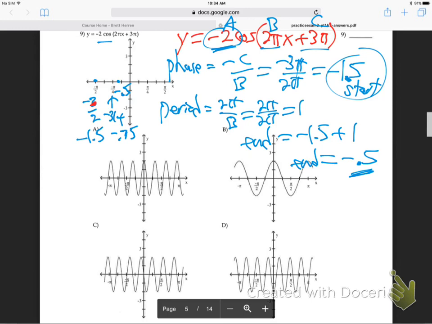About right here. That's negative 2. And it'll end right here. And kind of do a U thing in between. Everybody see that? Up to positive 2, down to negative 2. It'll do an upside down U, because it's a negative cosine graph. It's been turned upside down. And it's going between negative 1.5 and negative 0.5.